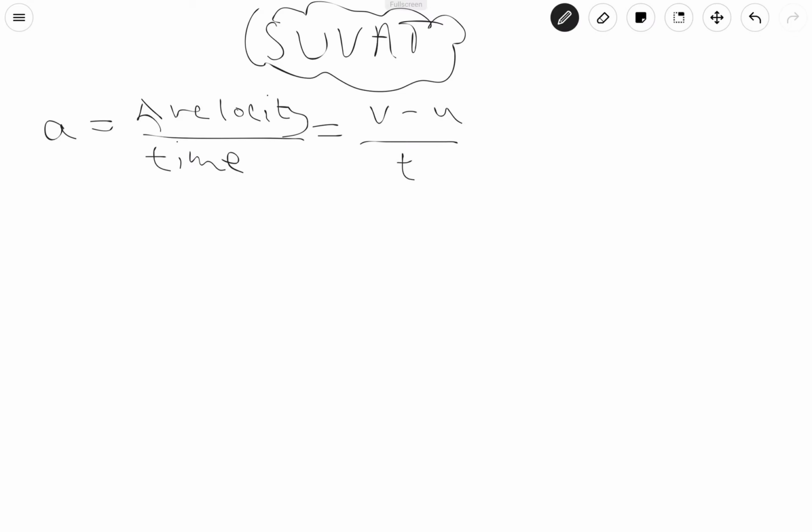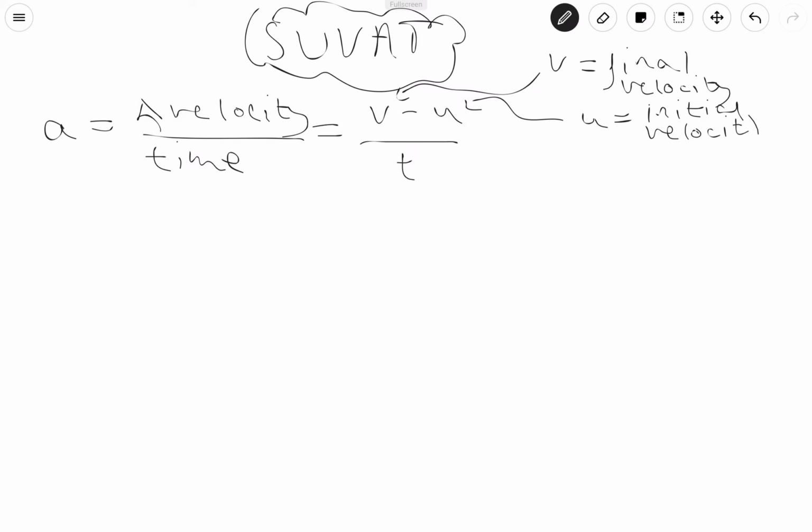So, as I just showed you, v equals final velocity. This is a common terminology that's going to be used throughout your GCSEs. So v is final velocity, and u is initial velocity, and t over here is just time taken. So you just got to become familiar with these symbols.